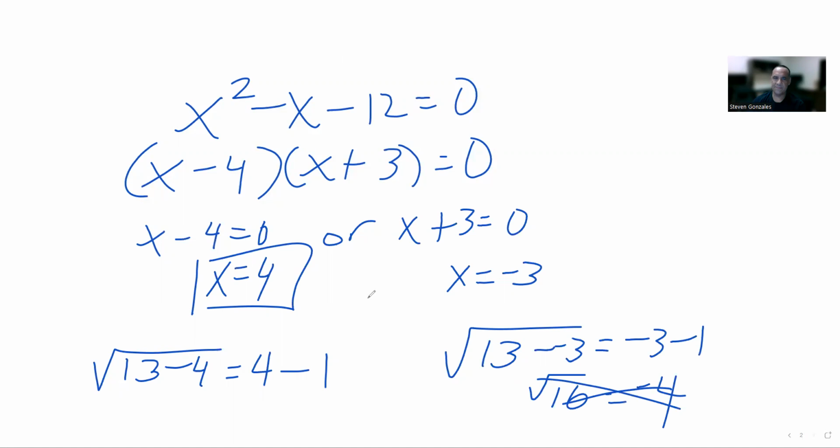Hopefully that helps a little bit. So make sure you understand that for this particular problem, the solution set is 4 only.